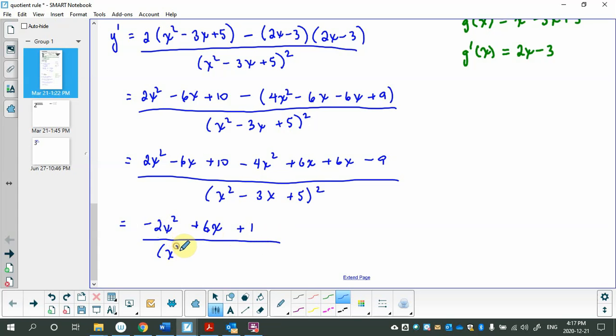So the part that I hate most about the quotient rule is that I just keep repeating the bottom, repeating the bottom, repeating the bottom until I'm done. And if you want an OR for this one, I could remove that negative from the top, which makes this a positive 2x squared, a negative 6x, and negative 1 over the same denominator.